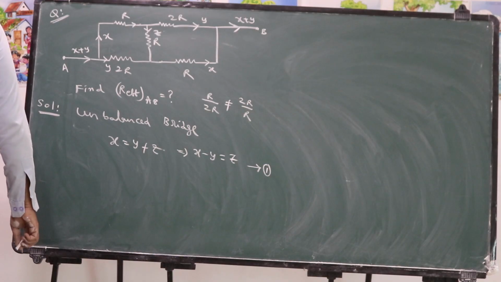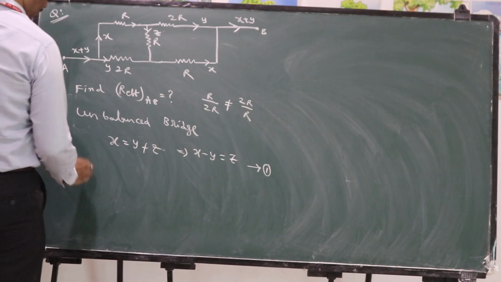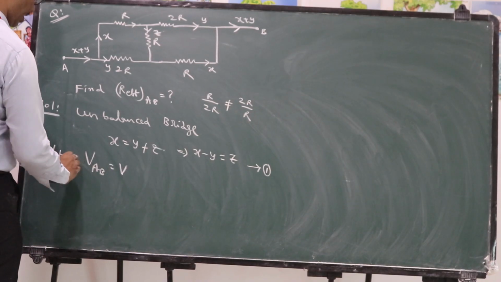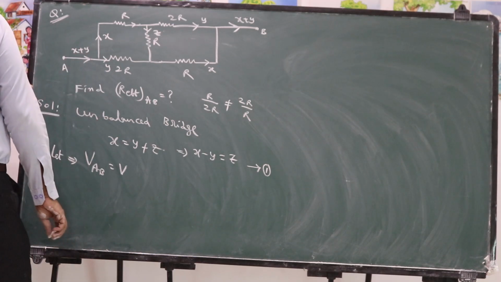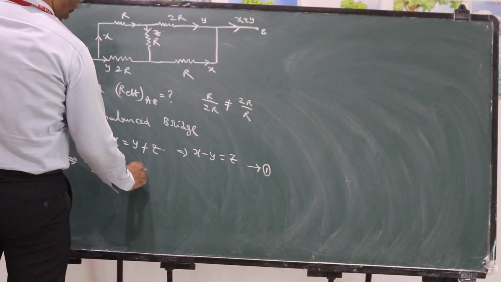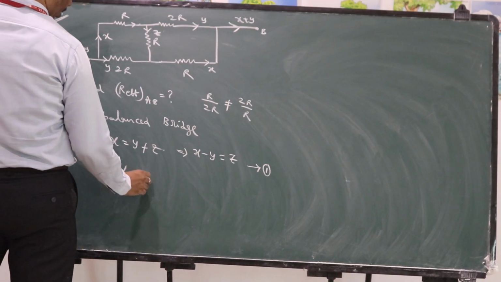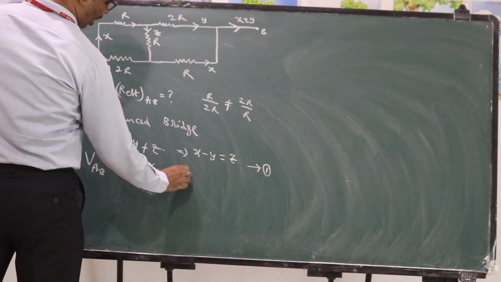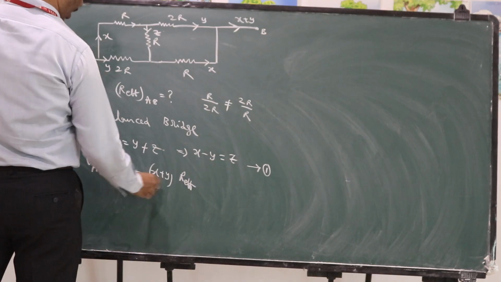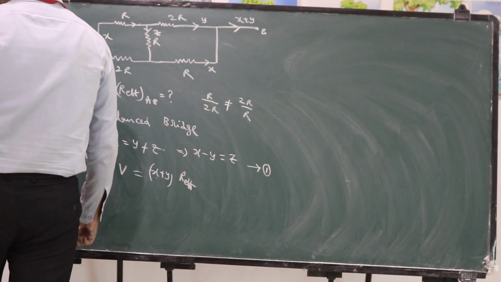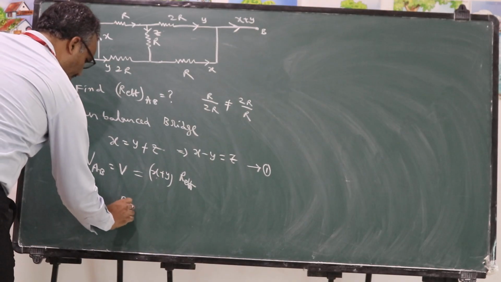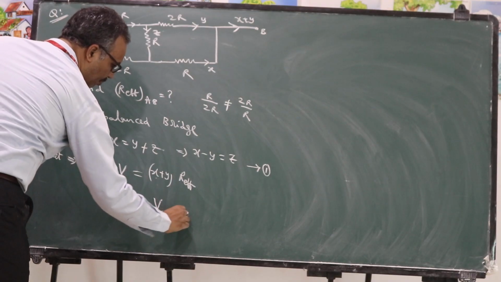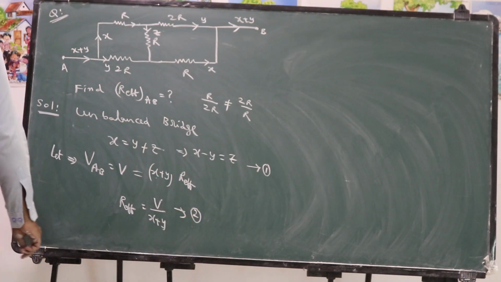Now, the potential difference between A and B. Let it be V. That potential difference between A and B is V. How to calculate potential difference between A and B? Potential difference V is equal to IR. What is the current passing? X plus Y is the current passing. R effective we need to find. Current into R effective will give the potential. So whenever you require R effective, voltage by X plus Y we should take. Let it be equation number 2.